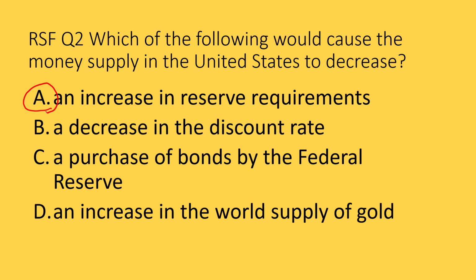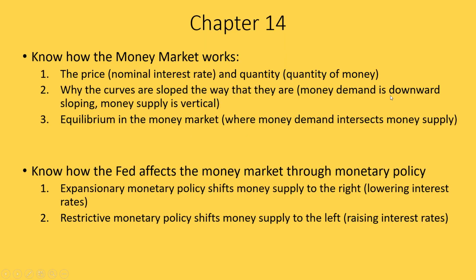Right? A decrease in the discount rate will actually cause the money supply to go up, as banks are more likely to borrow money from the Fed to loan out. A purchase of bonds by the Federal Reserve will also increase the money supply, and an increase in the world supply of gold won't necessarily affect the money supply one way or another. So again, A is the answer that you are looking for. With that in mind, that is it for Chapter 13. So let's go into the final chapter of the class, and that is Chapter 14.